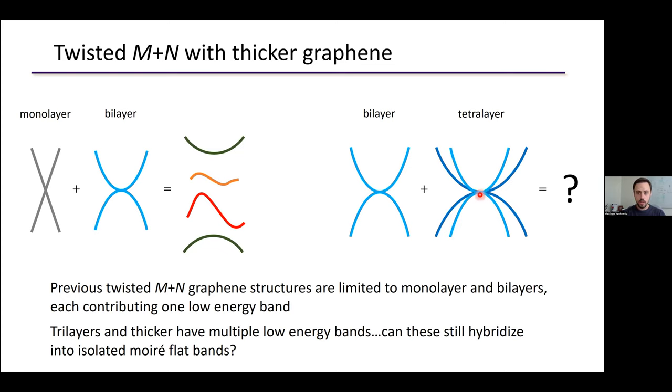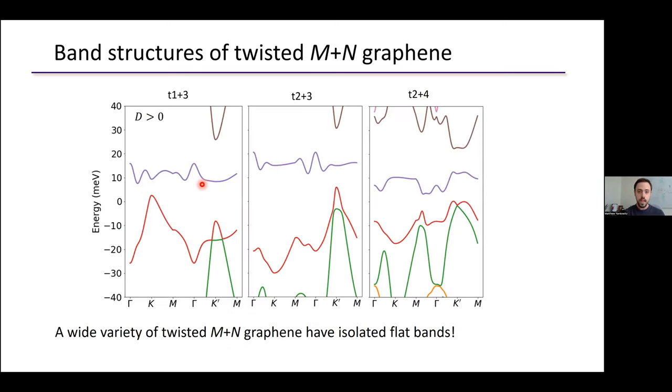And you know, the question, which does not have an obvious answer, at least to me, is whether these bands now can all hybridize into something that resembles a flat, isolated Moire mini band, in which we could expect to see some sort of correlated physics emerging. So, we can just calculate this using the Bistritzer-MacDonald model.